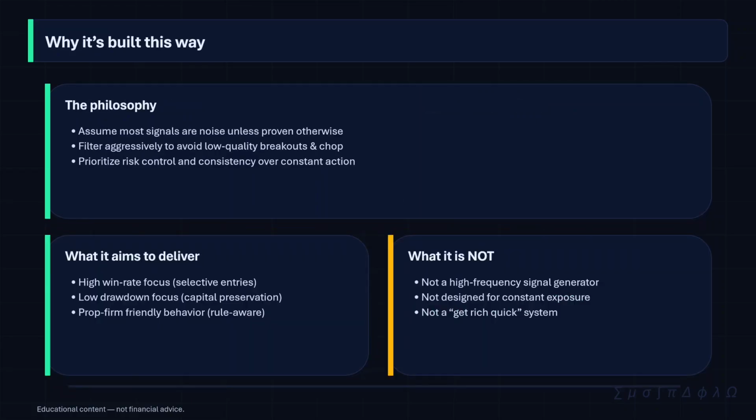The philosophy is that most signals are noise unless proven otherwise. So the script filters aggressively. Basically, it's trying to avoid chops, traps, and low quality follow through. The target profile is high precision and low drawdown, which is the behavior every prop firm trader looks for, cares about, and tries to follow. And just to set the expectation, this is not a high frequency, constant exposure, or hype system. It's just a very selective, risk-aware system.